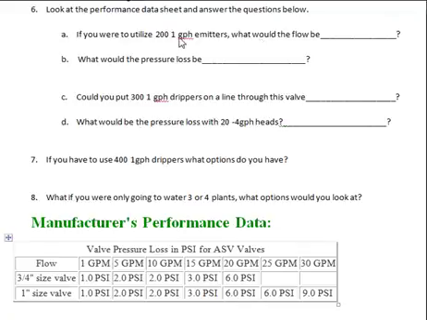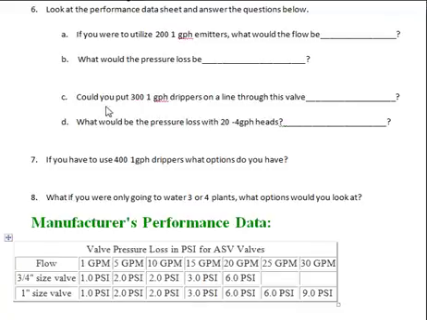And so what would the pressure loss be? Well, we come down here, we've got 1 gallon per minute, 5 gallons per minute across the top for the 3/4 inch valve. So it would be something between 1 and 2 psi. Kind of towards this upper end here, might be 1.6 psi. That's not an extreme pressure loss. That's very manageable and very workable in this performance data.